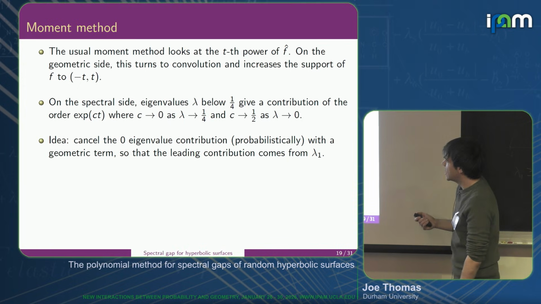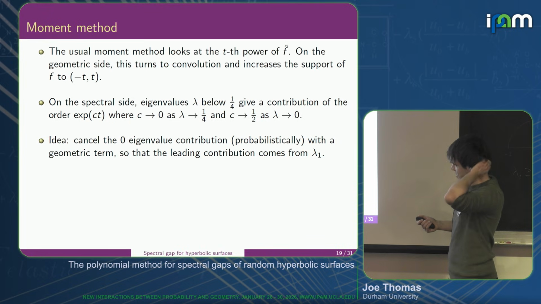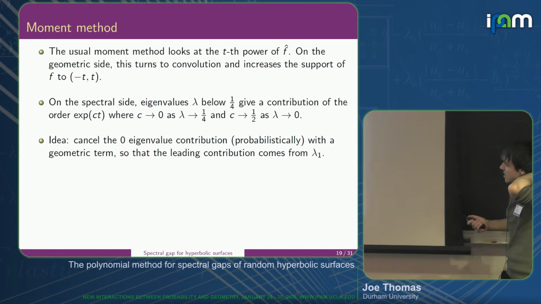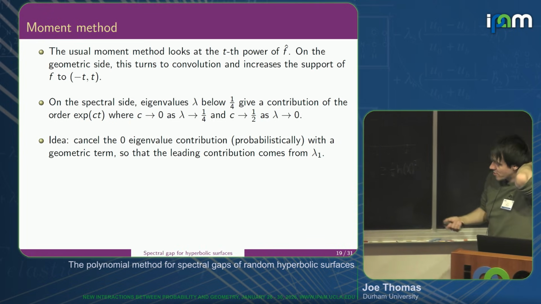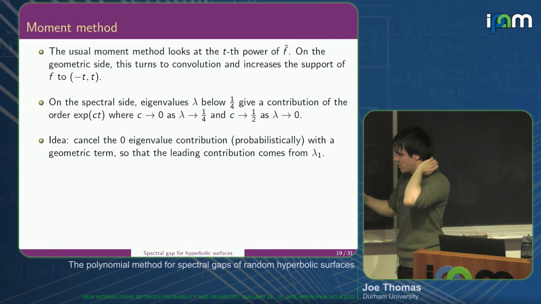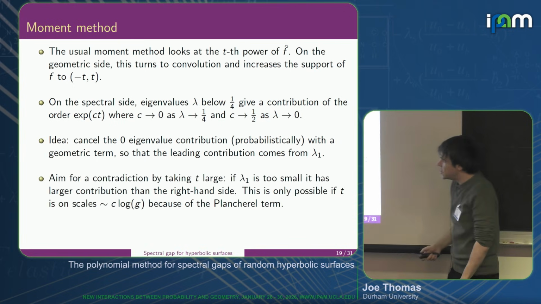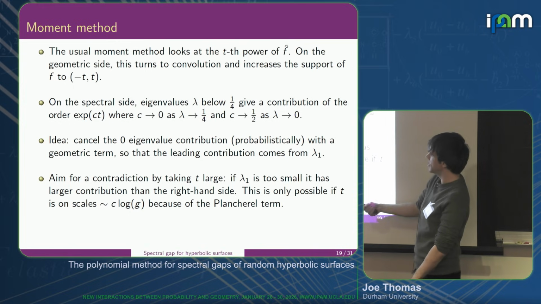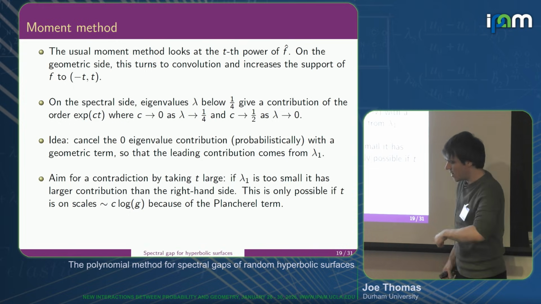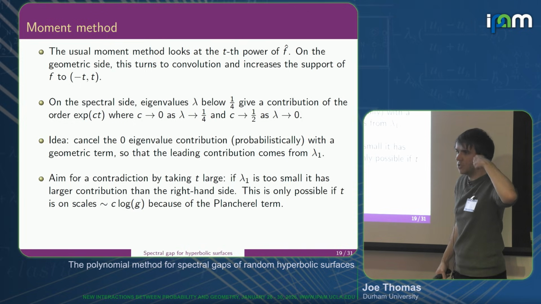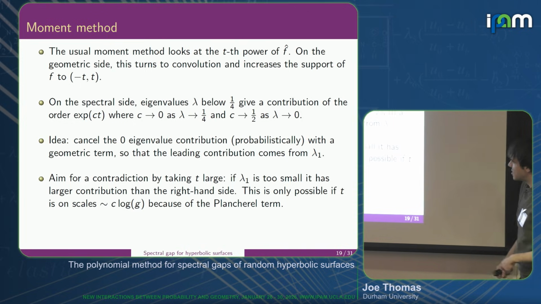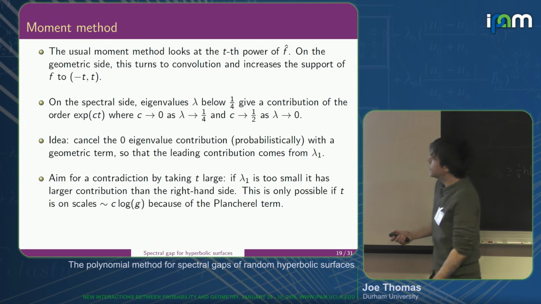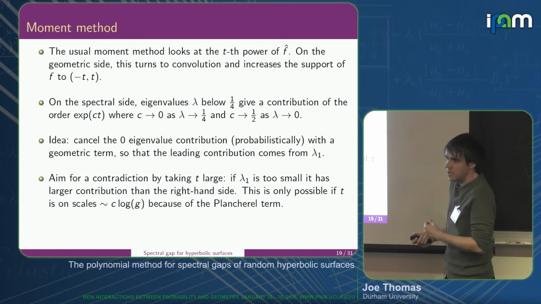And so if I do this cancellation probabilistically, so let's think I'm taking expectations, the leading order contribution for the spectral side will come from lambda1, the thing that we care about. So the idea is to aim for a contradiction. You start to take this t larger and larger. I've cancelled the 0 eigenvalue, so this is amplifying the contribution of lambda1. And if lambda1 is too small, we want to see that the exponential contribution is just too big.